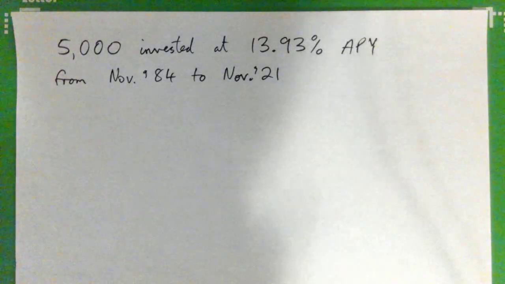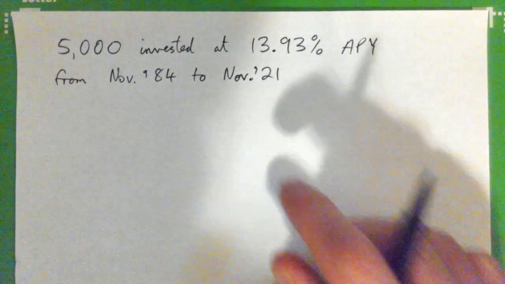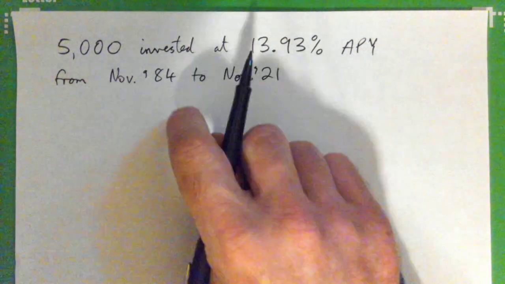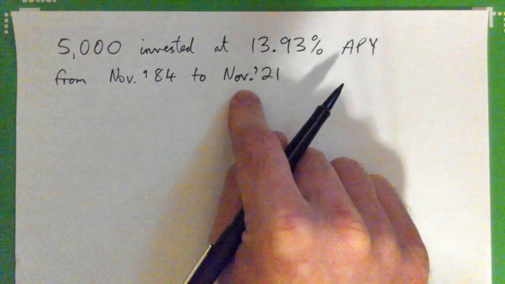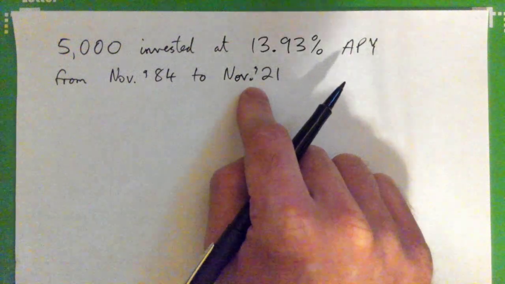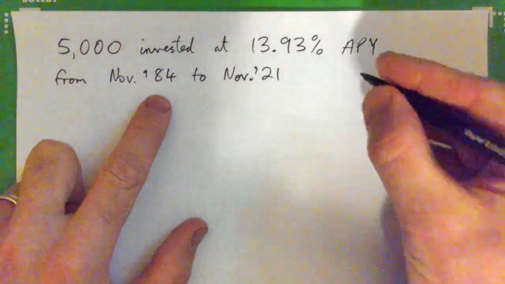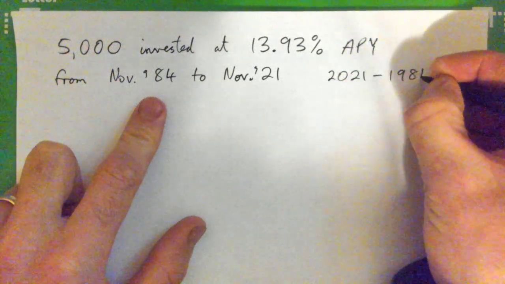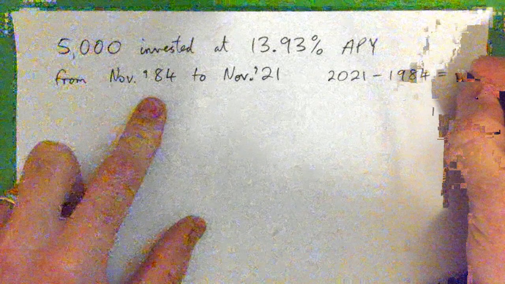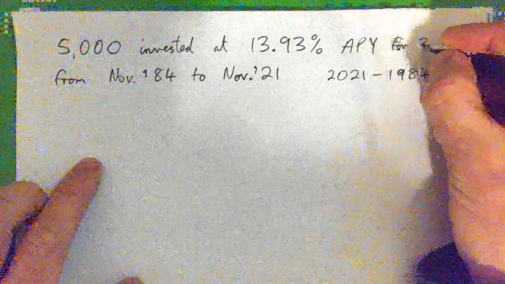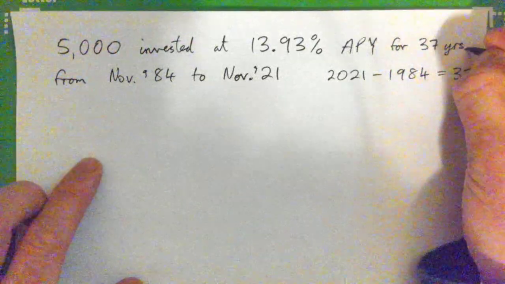All right, so we got $5,000 invested at 13.93% annual percentage yield from November 1984 to November 2021. So the first thing we ought to figure out is how many years it was invested for, and you can just go 2021 minus 1984, and that'll give you 37 years, right? So it's invested at that amount of APY for 37 years.